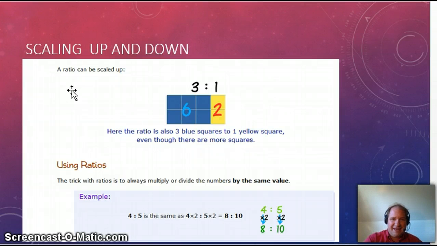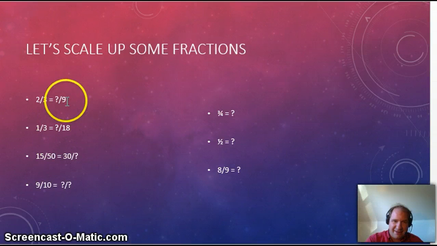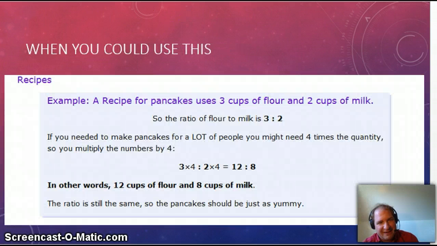So, scaling up and down. We can scale up a ratio. 3 over 1, the same as 6 over 2. 4 to 5, same as 8 over 10. We can go up. We can go down. So 2 over 3, same as 6 over 9. Again, live class practice.